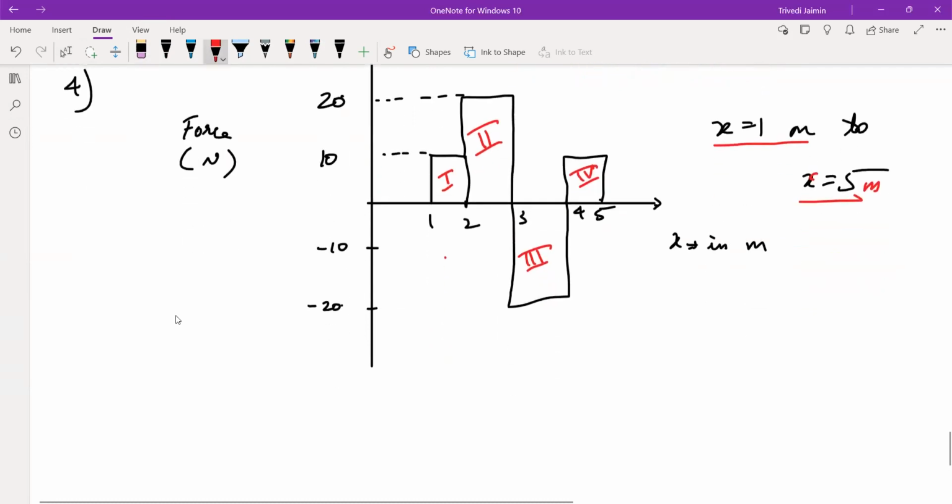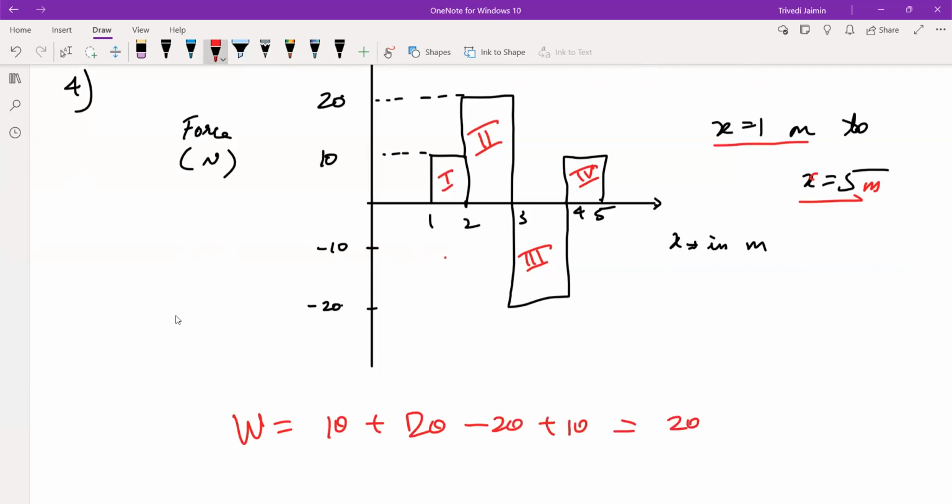So if I write the total work done, 10 plus 20 minus 20 plus 10, which is equal to 20. That's it.